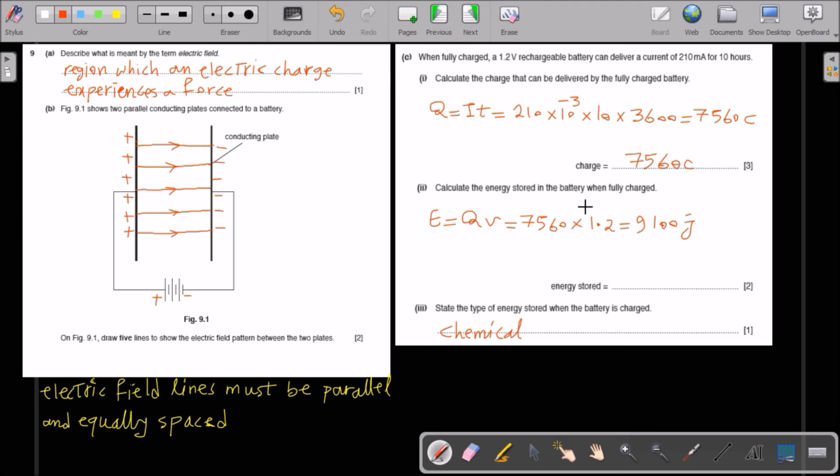Calculate the energy stored in the battery when fully charged. You know that energy is equal to Q times V. Q is 7560 times V is 1.2, so you will get 9100 joules. State the type of energy stored when the battery is charged. So you know that it is chemical energy.